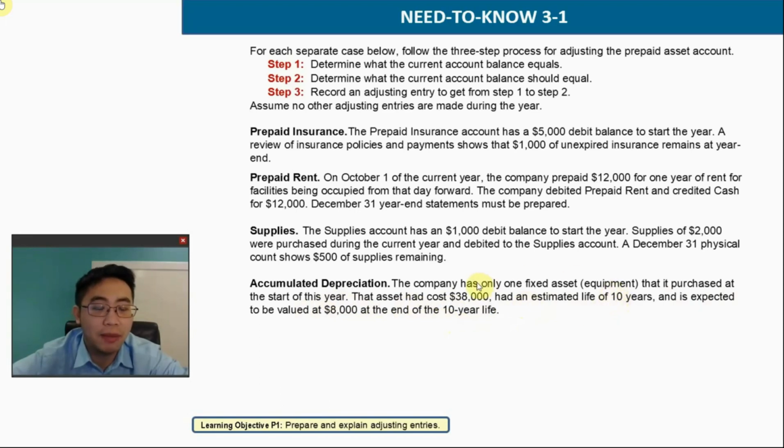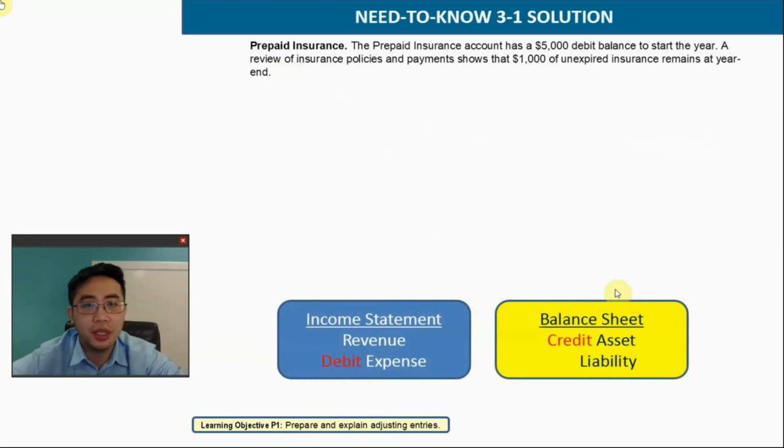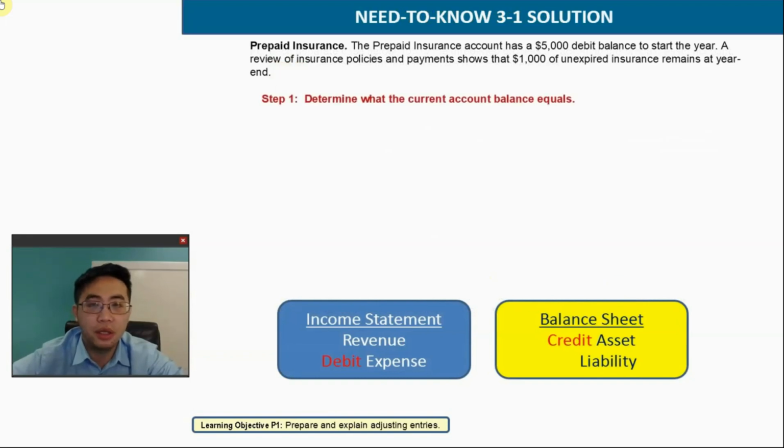So if you buy the machine at the beginning of the year, then at the end of the year, $3,000 of depreciation expense would be incurred. So the ending value should be $38,000 minus $3,000 depreciation. So here are the general journals we have.